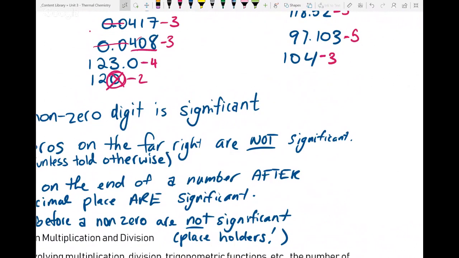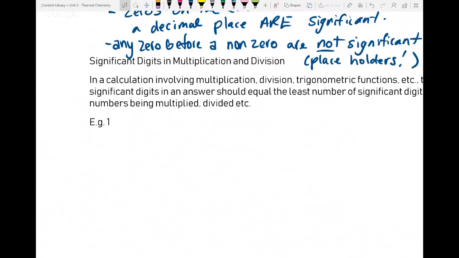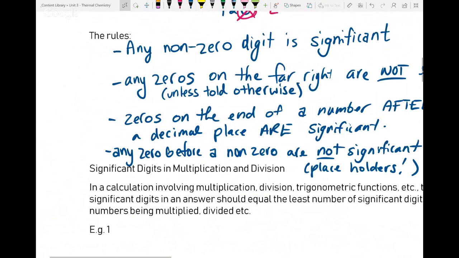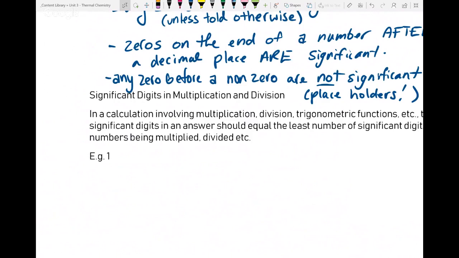All right, and then the rules, if we remember, are actually pretty easy. For multiplication and division, the rule is as simple as this.